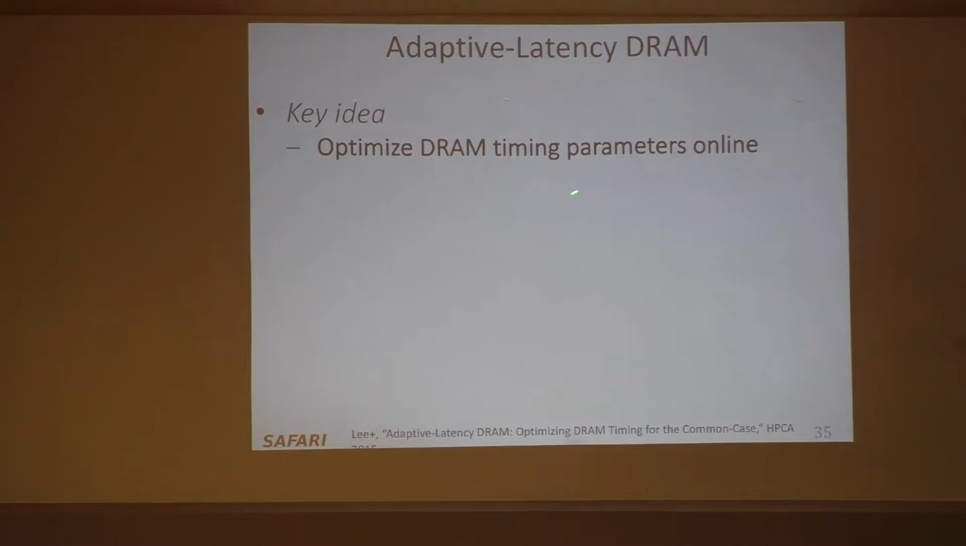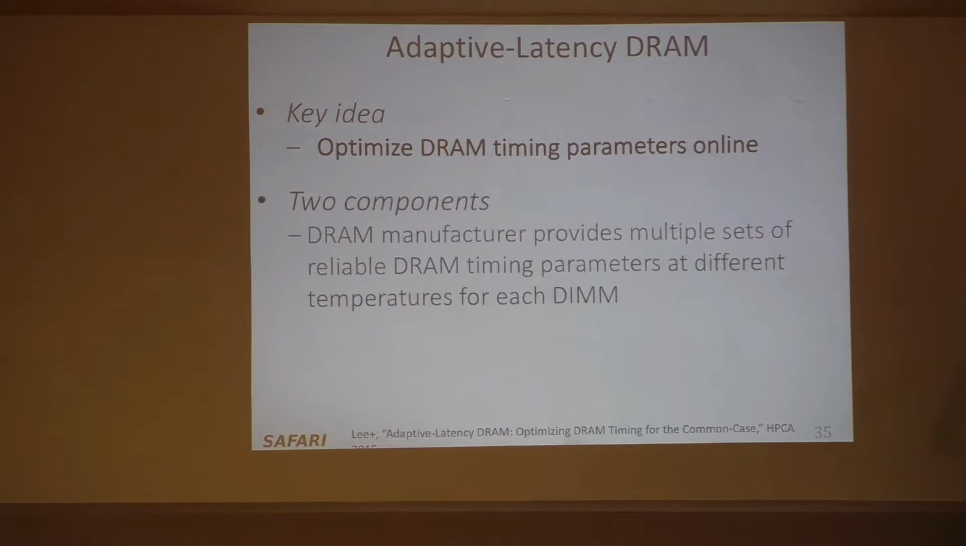The idea is very simple. It's called adaptive latency DRAM. We want to optimize DRAM timing parameters online. And in this case, we don't determine the timing parameters dynamically. Somebody gives them to you.